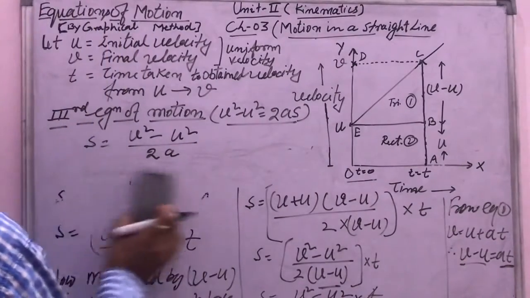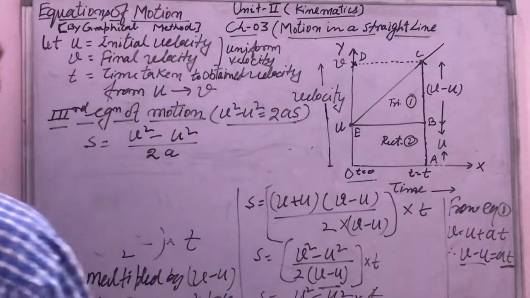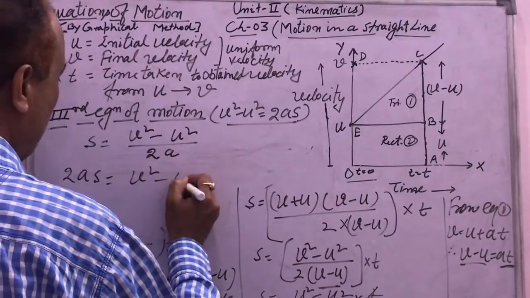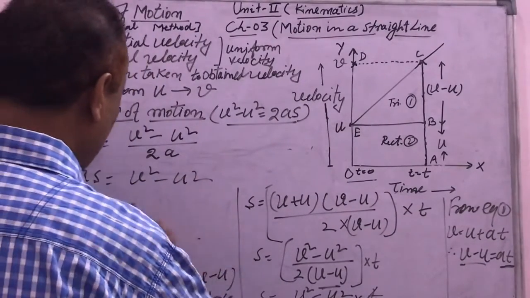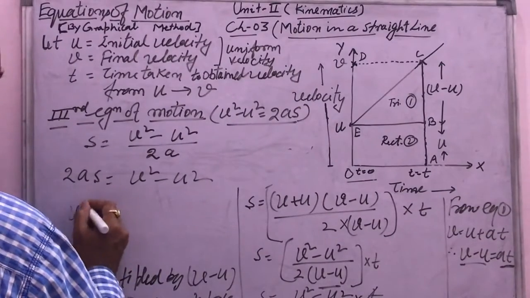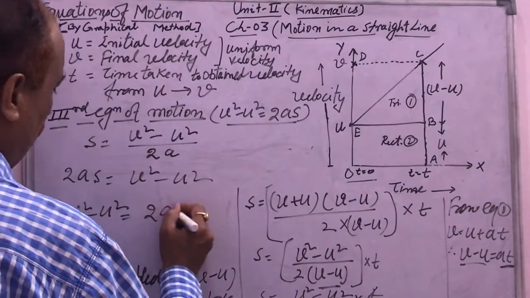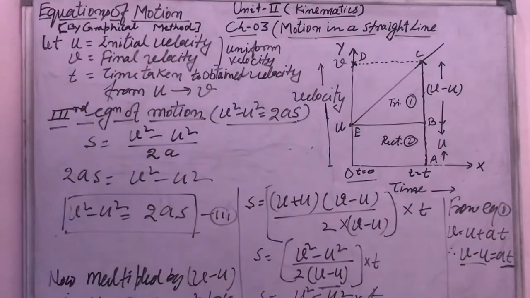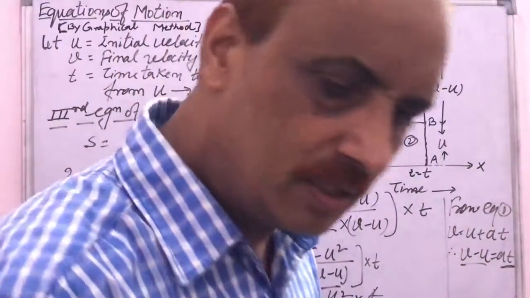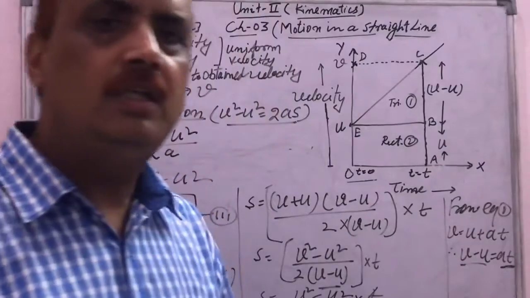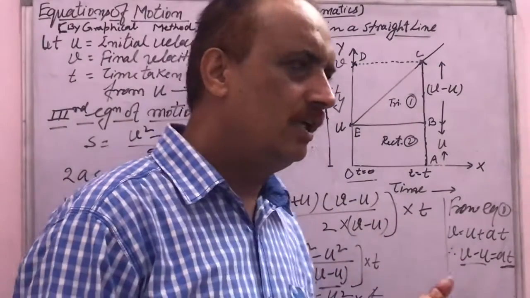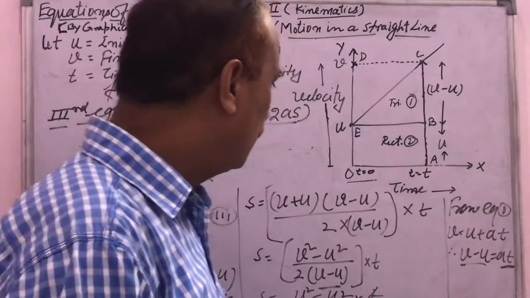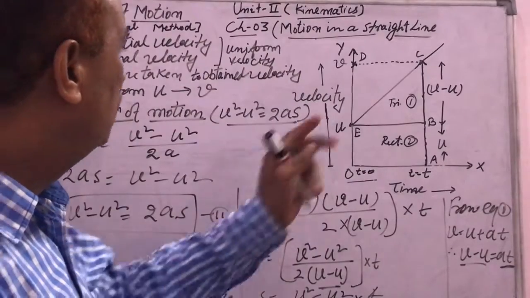Now cross multiply, we get 2a into s, that is 2as, equal to v square minus u square, and the equation can be written as v square minus u square equals 2as. So this is the third equation of motion. From this graphical method we can solve all three equations of motion like this, and I hope you have understood the third equation by this graphical method.